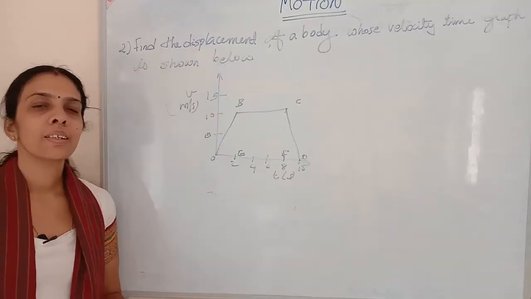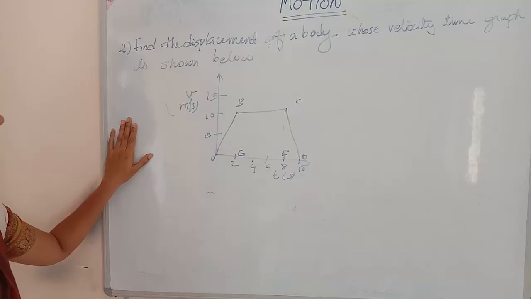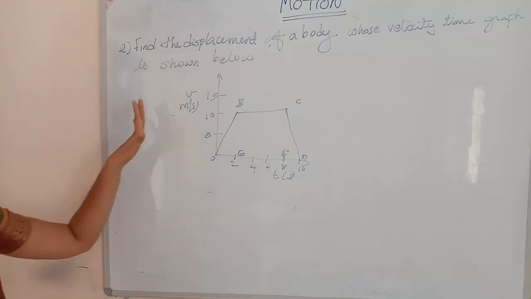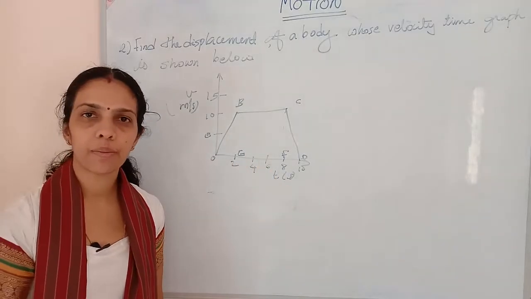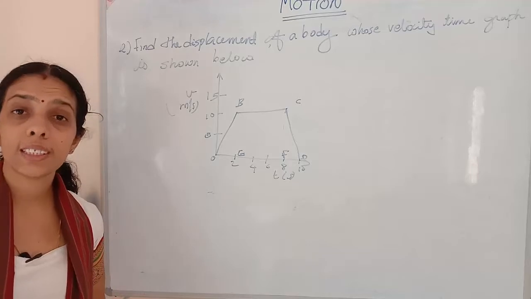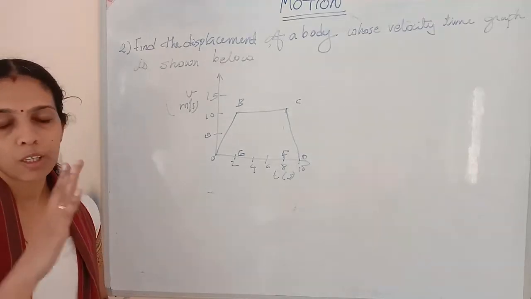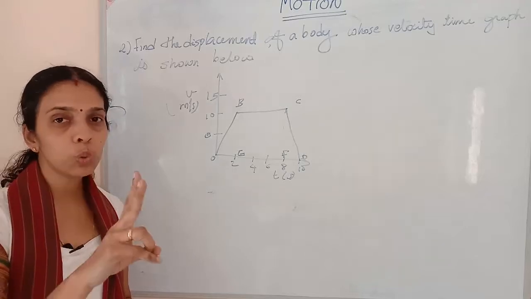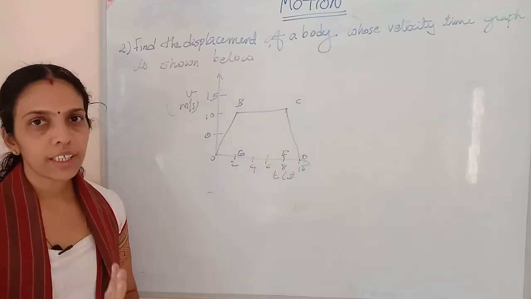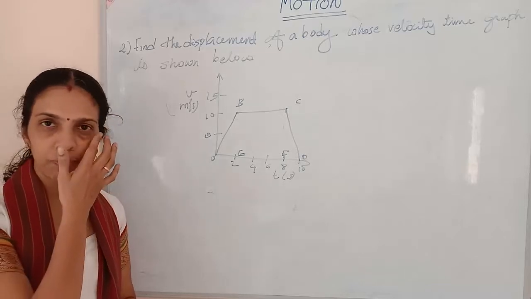Clear on this? So the next question is, find the displacement of a body whose velocity time graph is shown below. So the velocity time graph is given. We should find out the displacement. From a velocity time graph, how can we find out the displacement? From a velocity time graph, we can find out two things: we can find out acceleration and we can find out the displacement.